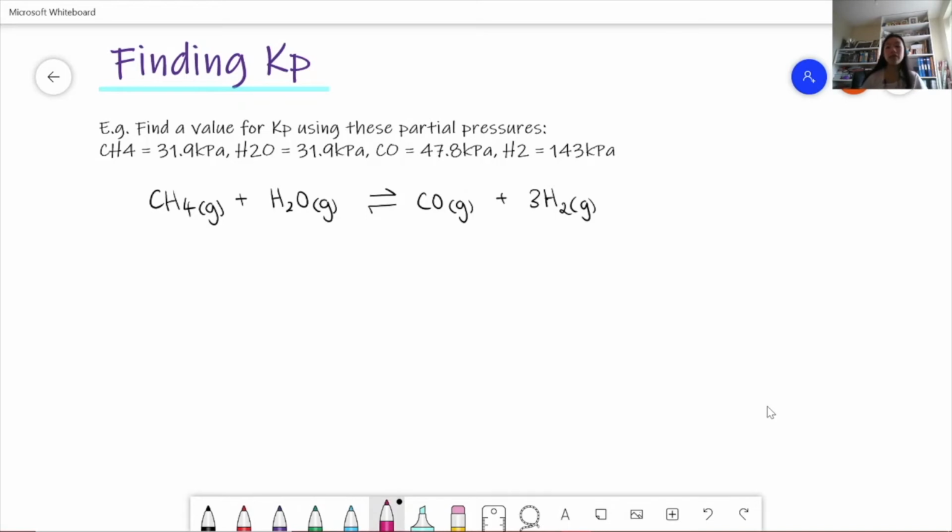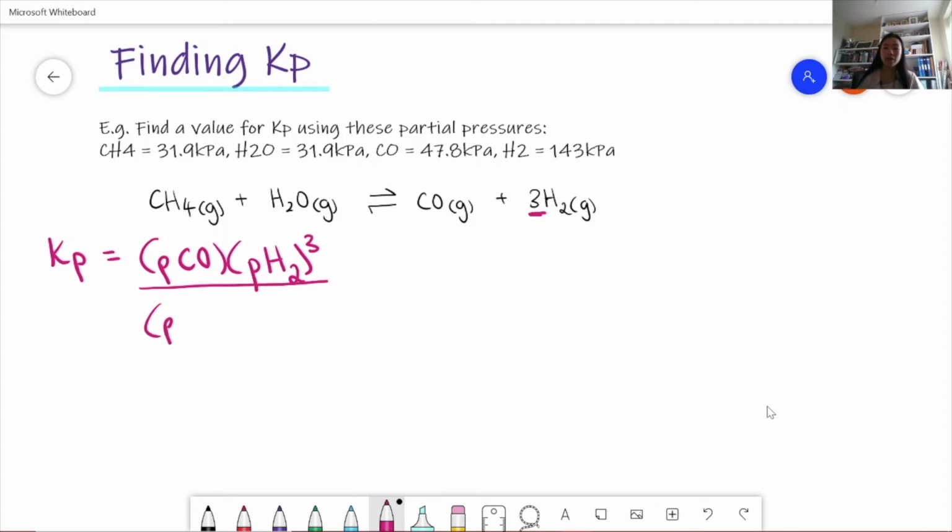So we write out the expression for Kp. So Kp is equal to the partial pressures of the products divided by the partial pressures of the reactants. And so we have the partial pressure of carbon monoxide multiplied by the partial pressure of the hydrogens. And this will be to the power of 3 because we've got 3 moles of hydrogen. And then this is divided by the partial pressure of CH4 and then multiplied by the partial pressure of water.